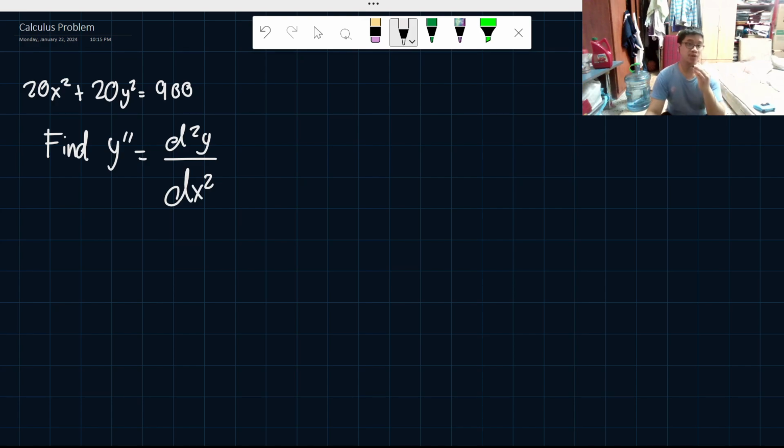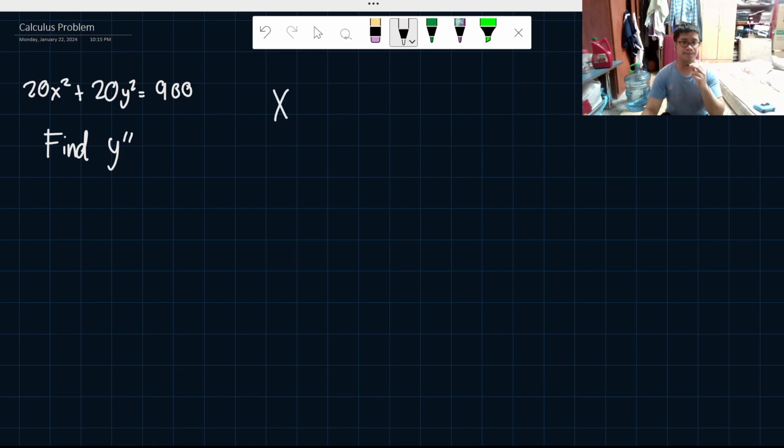Now, the question is, how are we going to do that? We're going to apply implicit differentiation. How do we apply implicit differentiation? Well, it's just like differentiating a given expression, but the thing is we have two variables, an x variable and a y variable. So if you differentiate a term that has a y variable, you're going to include y prime after you differentiate it.